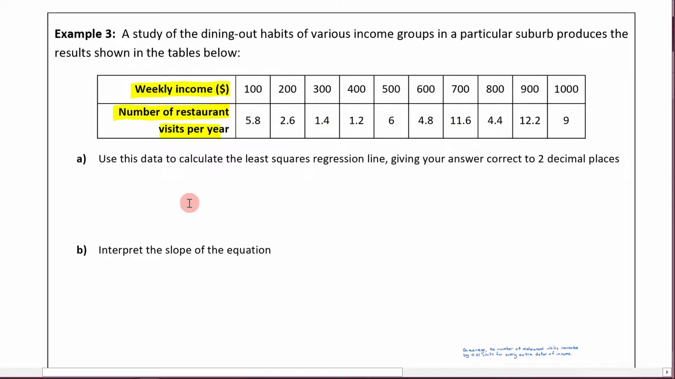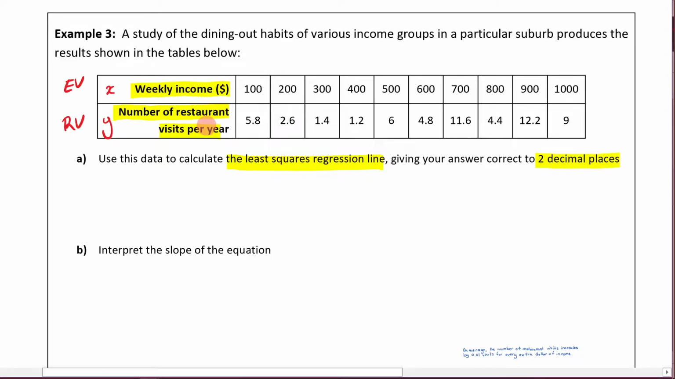Now, what we need to do, first of all, in part A, is use this data to calculate the least squares regression line, giving your answer correct to 2 decimal places. So to do that, the first thing we're going to have to determine is what my explanatory and what my response variable is. So this is my explanatory variable, and this is my response variable. Explanatory variable, because your weekly income is going to explain how often you are going to restaurants. So just thinking it through logically, we can come to that conclusion. So this is my X and this is my Y. So my explanatory variable, the weekly income, explains how often they're going to restaurants.